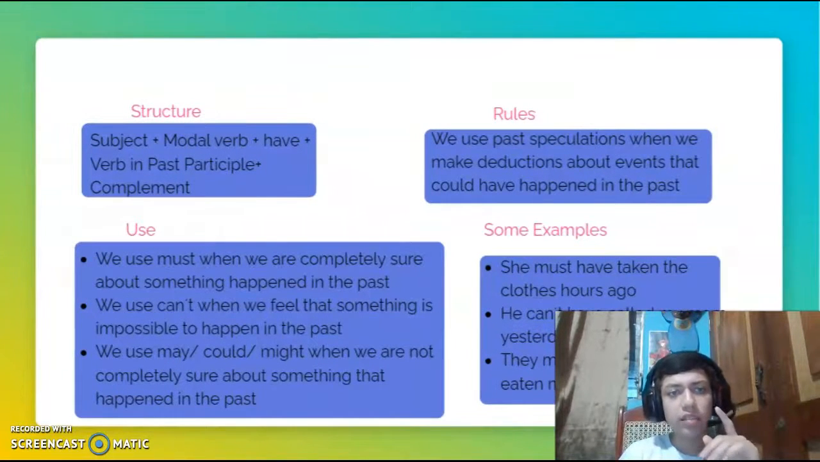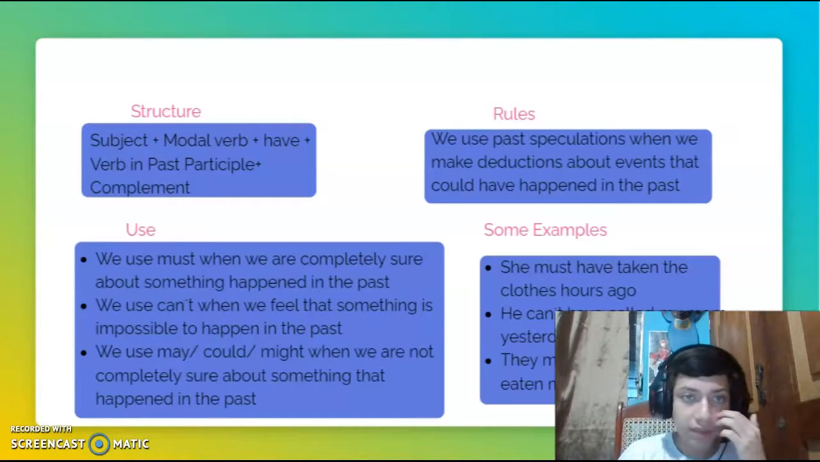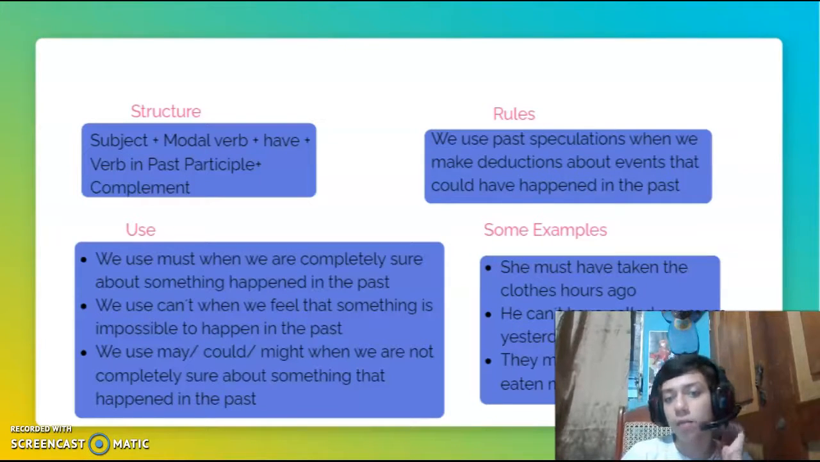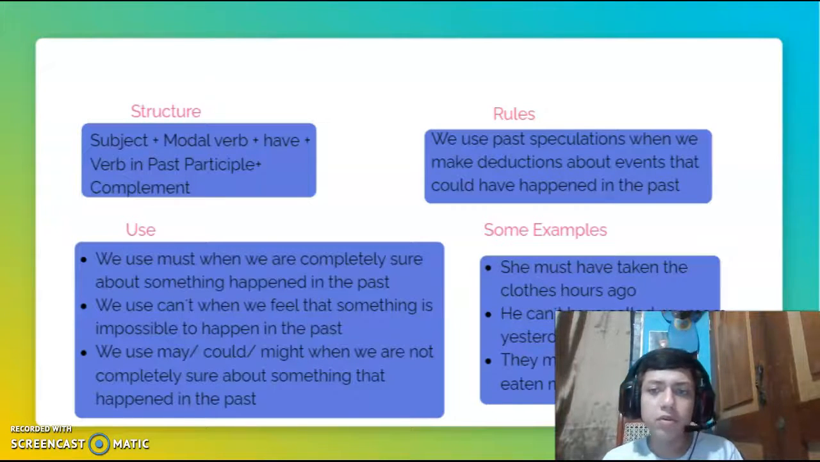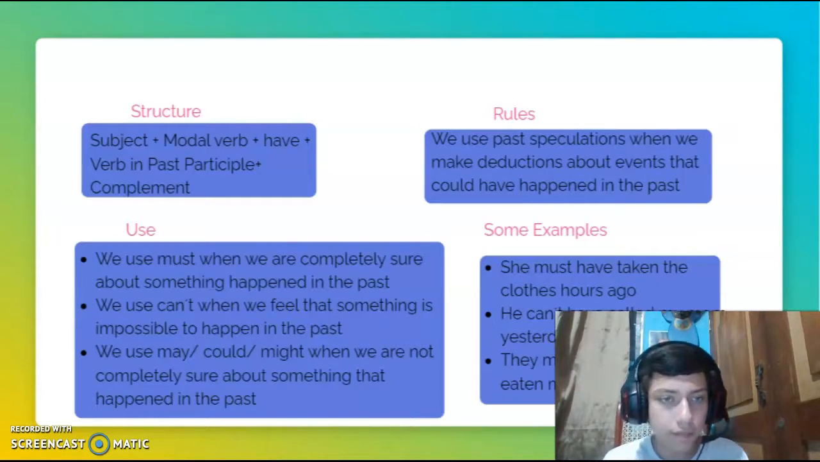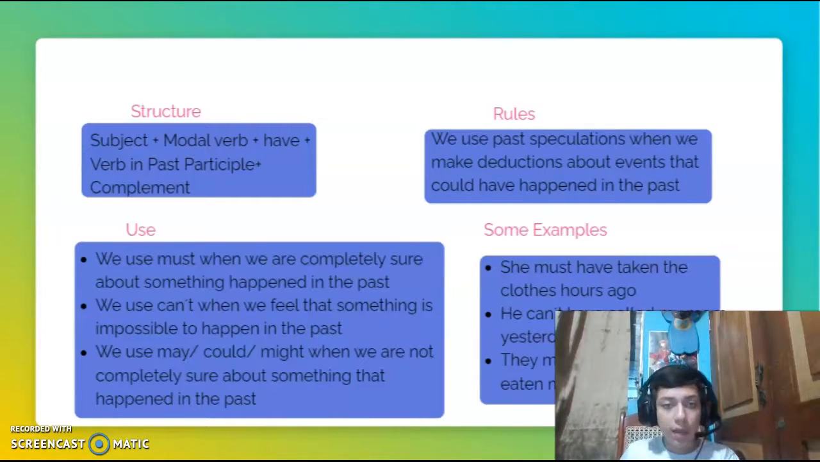The structure for the use is subject plus modal verb plus have plus verb in the past participle plus a complement. The rules for the use: we use past speculations when we make deductions about events that could have happened in the past. And the uses: we use must when we are completely sure about something that happened in the past. We use can't when we feel that something is impossible to happen in the past. And we use may or could or might when we are not completely sure about something that happened in the past.